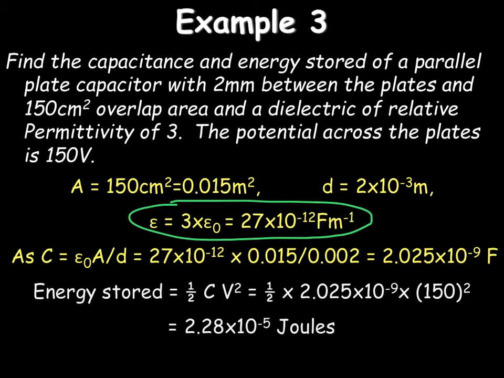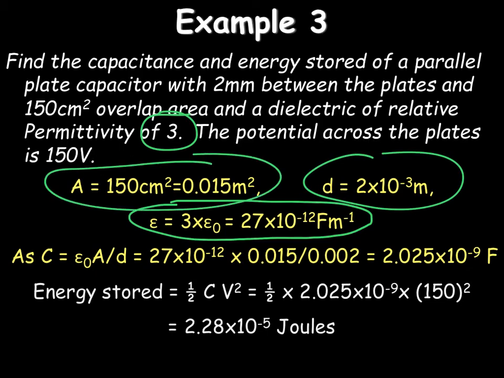This one, they've said the relative permittivity of 3. So you times the permittivity of free space by 3. That's, of course, from the logbook. It gives you the area and the distance and asks you for the capacitance of a parallel plate capacitor.